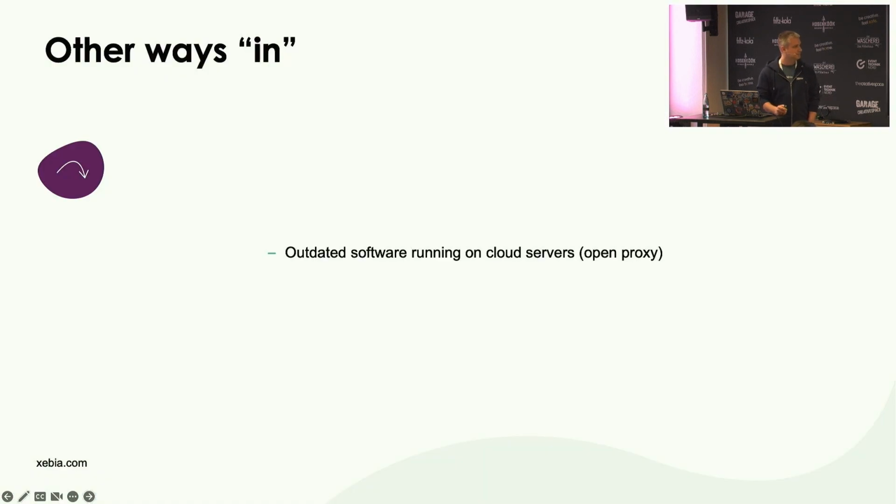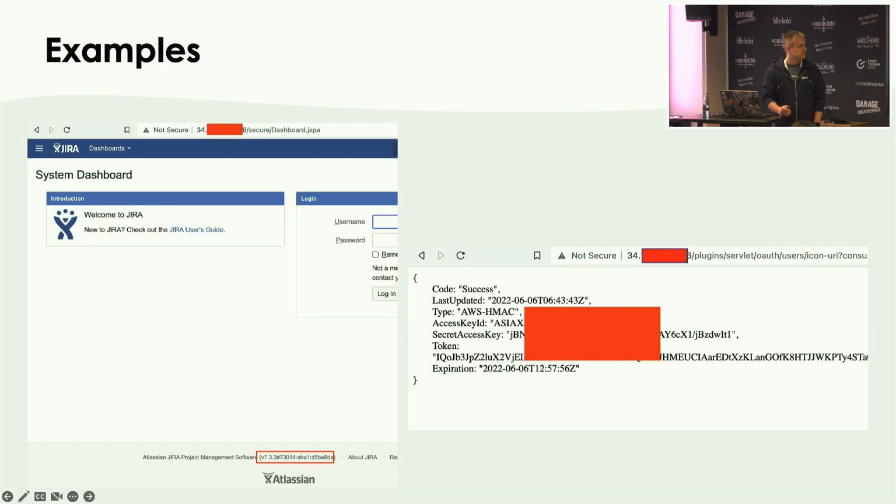And some of them are, for example, outdated software running on cloud servers. As an example here, Jira in version up to 7.3 had a bug in the OAuth plugin that made it work as an open proxy. So if you have access to Jira, you have access to this proxy. You can just ask it to give you metadata endpoint details from the cloud, asking for the temporary access and secret key that this EC2 is using right now. And that one was using pretty high permissions there.